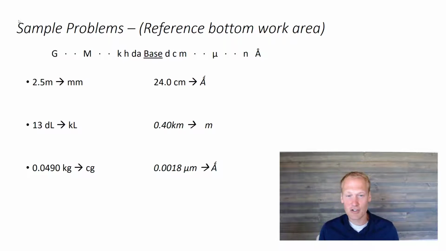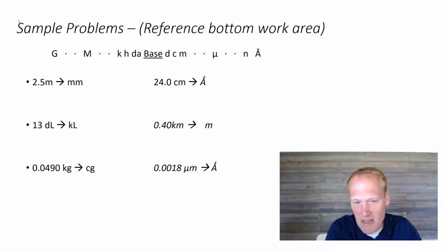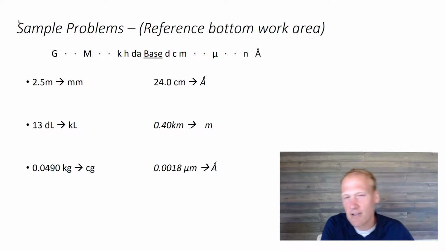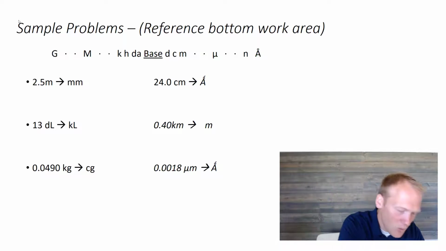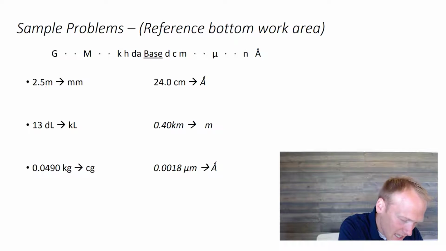All right, let's do some example problems on how to convert from a larger unit to a smaller unit using our number line. So for instance, we have 2.5 meters and it's asking us to convert to millimeters. So what we're going to do is first identify where we are. Anytime you just have a unit by itself, that means you're at the base. We are here at base units, and we're going to millimeters, which is here.